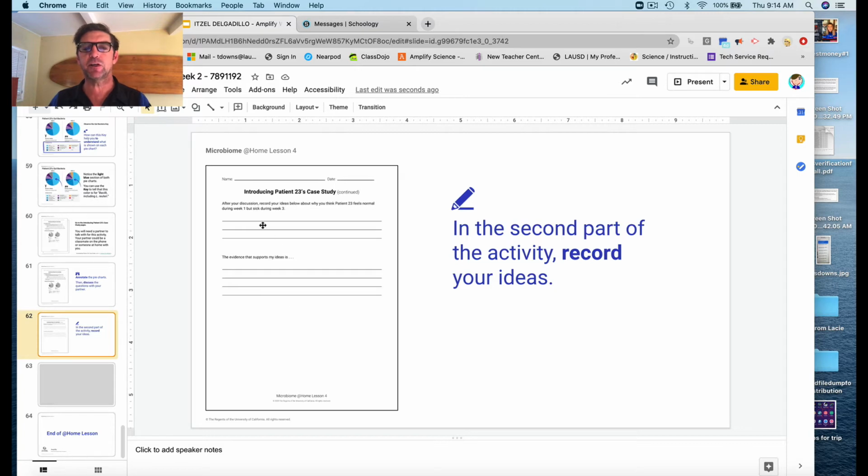So if you think about it, you're making claims. You're making a claim why he was healthy, you're making a claim why he was sick, and then you're going to support the evidence why those claims are accurate. And then if you add a little reasoning, you have a CER, and you can guess where we're going next.